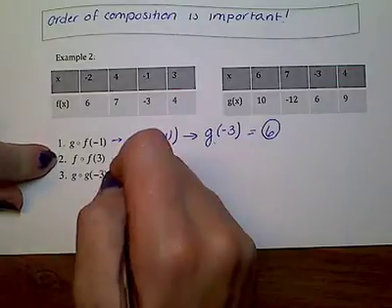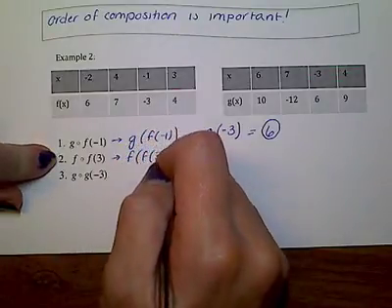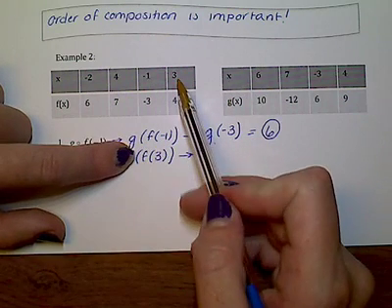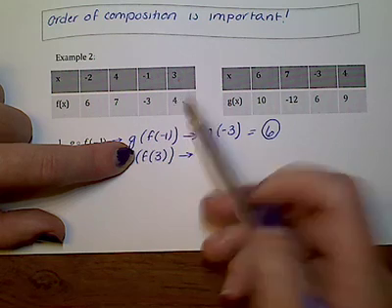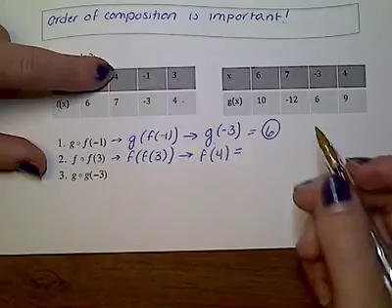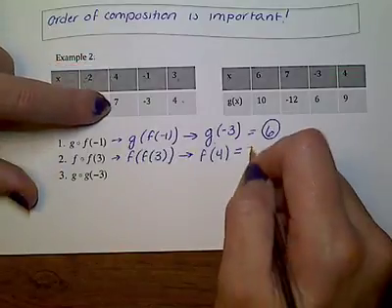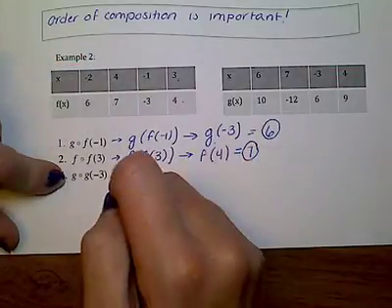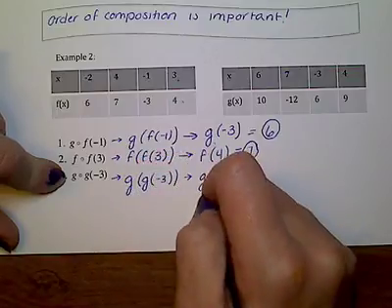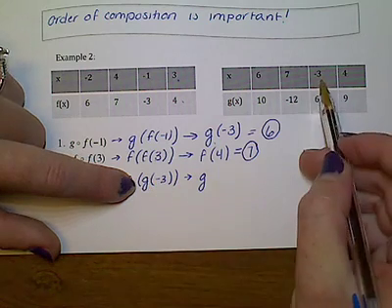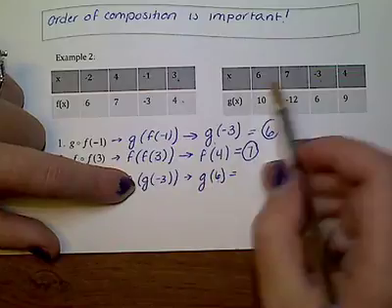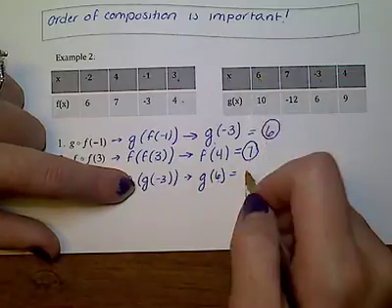Number 2, that means f of f of 3. So I'm going to find the inner f of 3 by going to the table with f, looking at an x of 3, and realizing that the outcome would be 4. So now I have f of 4. Back to the same table, the outcome of that would be 7. And finally, g of g of negative 3. We're going to find g of negative 3 by going over here, realizing the outcome is 6. And then you got to take that, plug it into g again, the outcome of that will be 10.